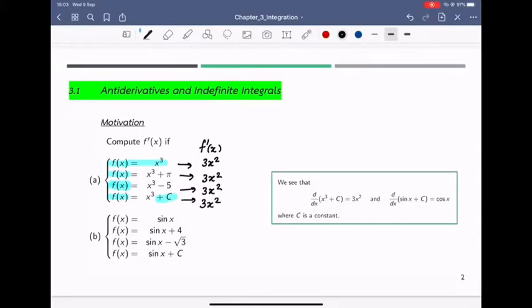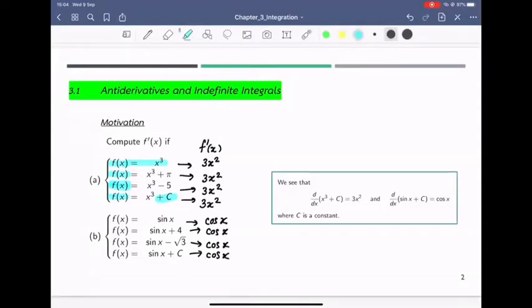So for any constant that I add here, it doesn't matter for my derivative. I am going to get 3x squared anyway. The same thing with the function sine. Let's say that I have sine x, and if I take the derivative of sine, I get cosine. If I take the derivative of sine x plus 4, I get cosine x. I take the derivative of 4, I get 0. So that means I still have cosine x here.